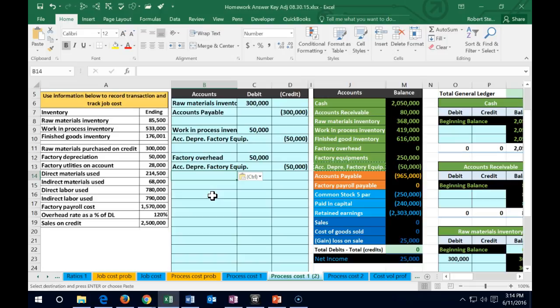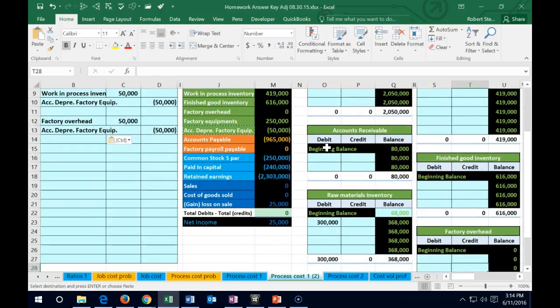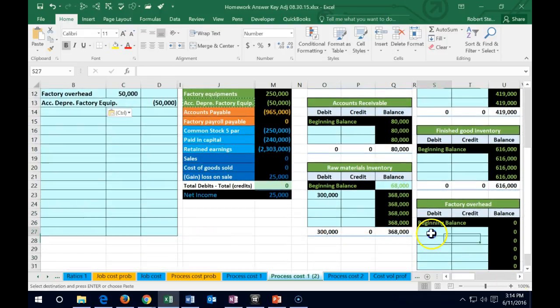So I'm going to scroll over here. Now we can see that the factory overhead is like the 1, 2, 3, 4, 5, 6th account down here. It's going to be the same when we go to the general ledger over here. So we got the factory overhead is way down here. We are on the debit side, so I'm in cell S27. So S27, and I can just barely see my journal entry up here. S27 equals this cell in C12, and enter.